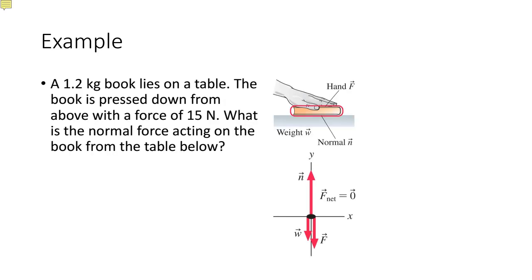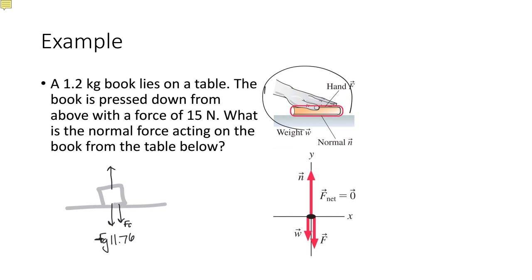Let's think about it this way. Let's say you have a 1.2 kilogram book lying on a table. Since it's on the table, there's going to be a normal force pushing back. But if you were to push downwards with an additional force of 15 newtons, the normal force has to adjust. Otherwise, this book would start sinking through the table because the net force would be downwards. In order for this object to be at rest on the table, the normal force has to adjust, and the normal force would become 26.76 newtons.